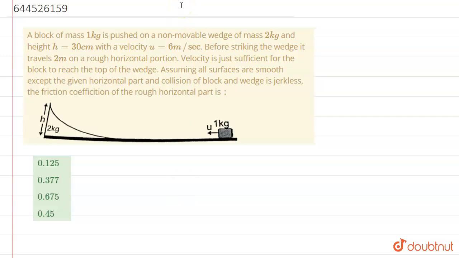We have the question: a block of mass 1 kg is pushed on a non-movable wedge of mass 2 kg and height 30 centimeter, and the velocity u is equal to 6 meter per second.